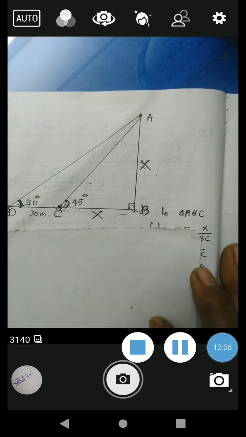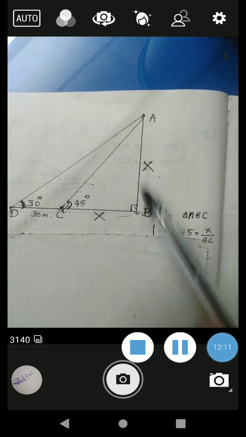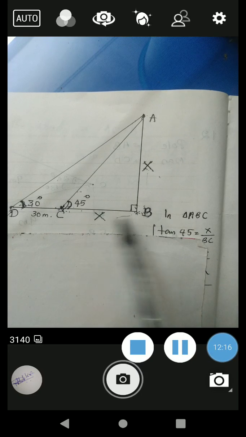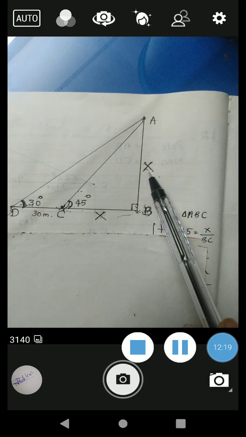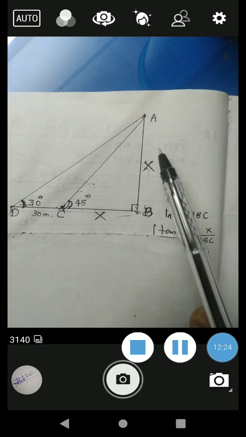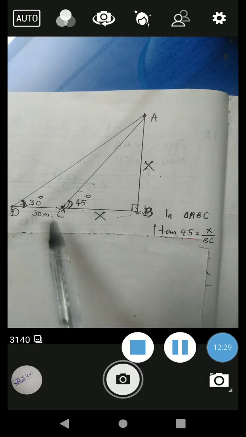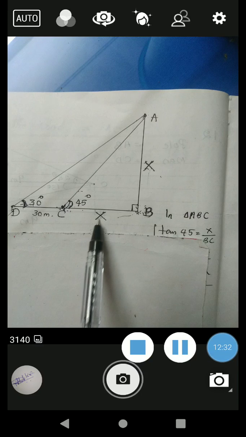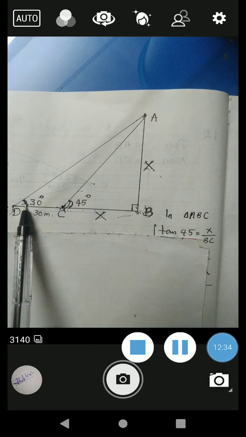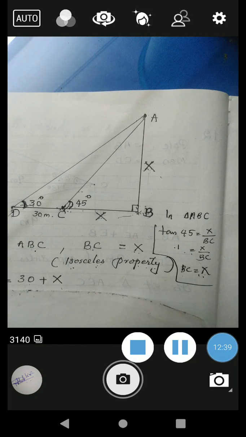If we use isosceles property, we can directly write AB is equal to x. Now you can see in this right triangle ABC, BC is x, at the same time AB also x. In this question we want to find x, okay, right? And we can see the other right triangle ABD. In this right triangle DB is equal to 30 plus x, right? And this angle is 30 degree, okay? So you can write the steps. BC is equal to x, BD is equal to 30 plus x.